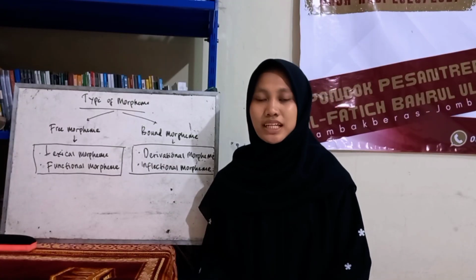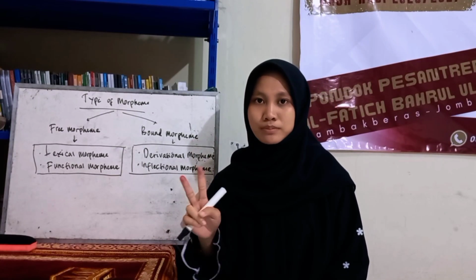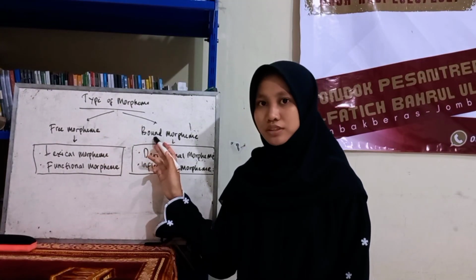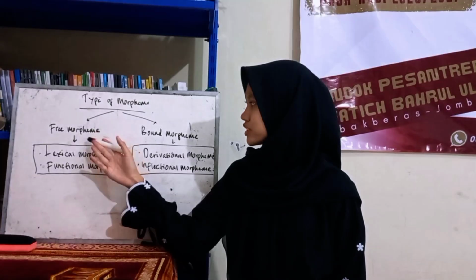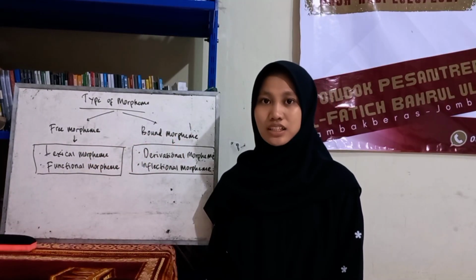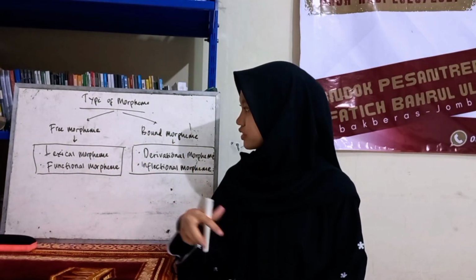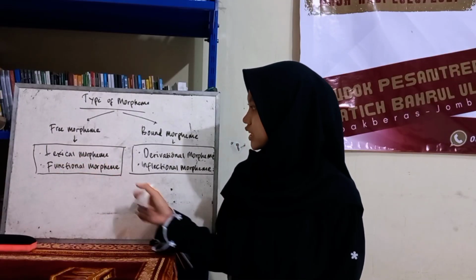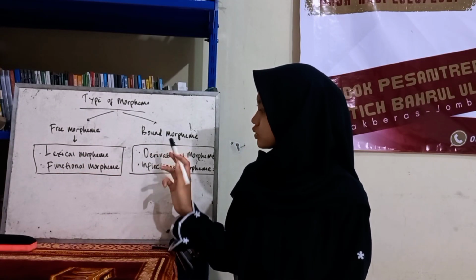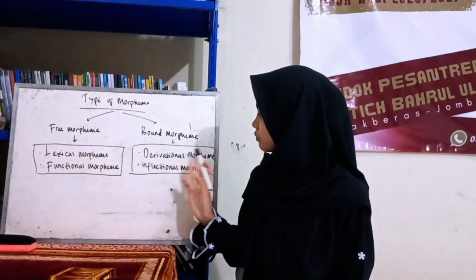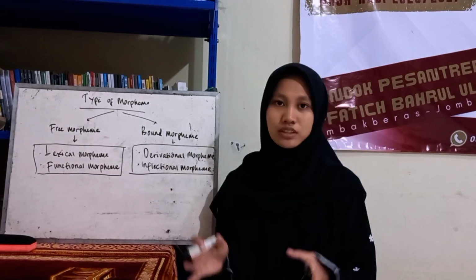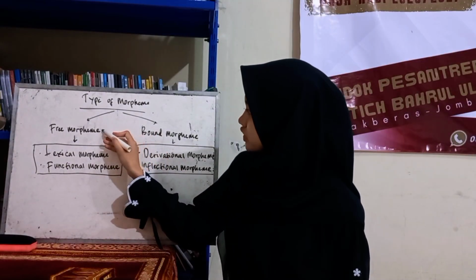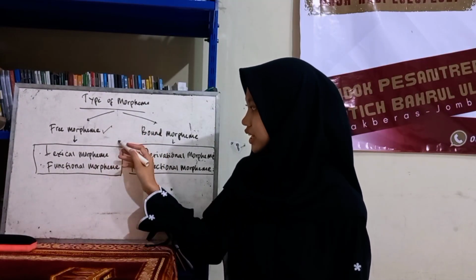For morphemes, there are two types: the first is free morpheme and the second is bound morpheme. And from free and bound morphemes, there are two kinds each. First, for free morphemes, lexical morpheme and functional morpheme. And for bound morphemes, two kinds also: derivational morpheme and inflectional morpheme. For the first, I want to explain free morphemes and their kinds.